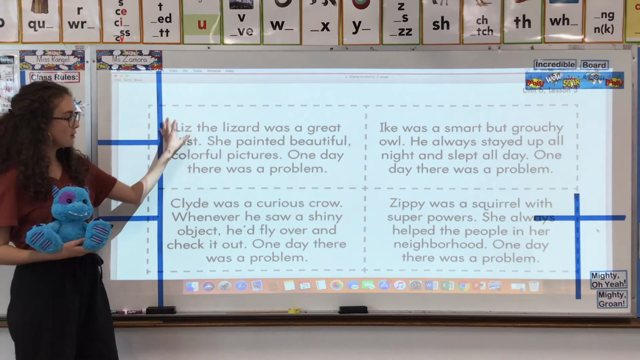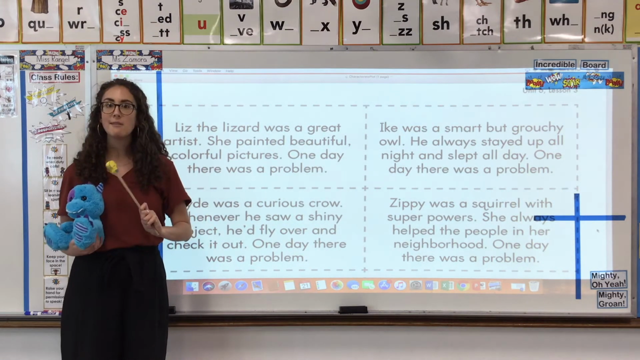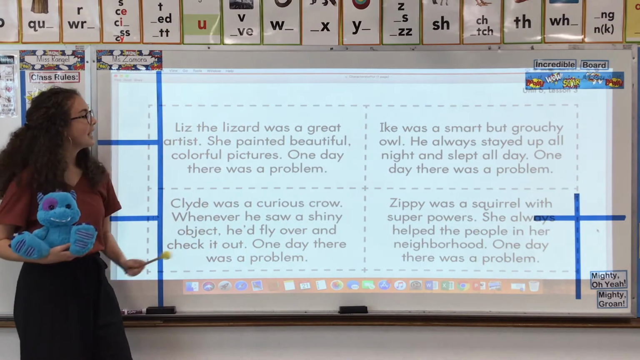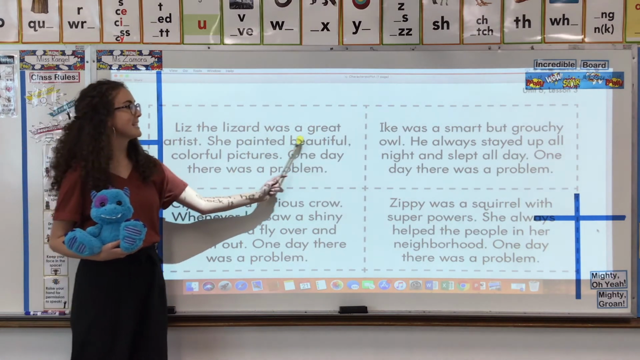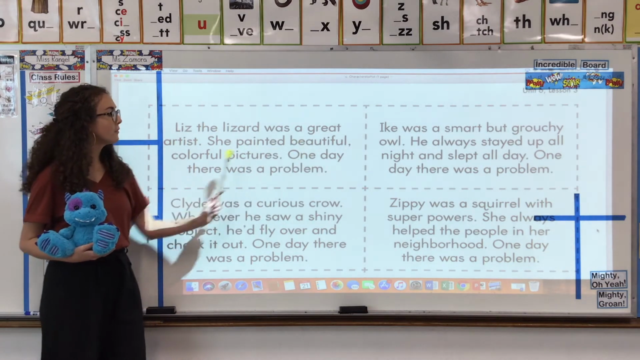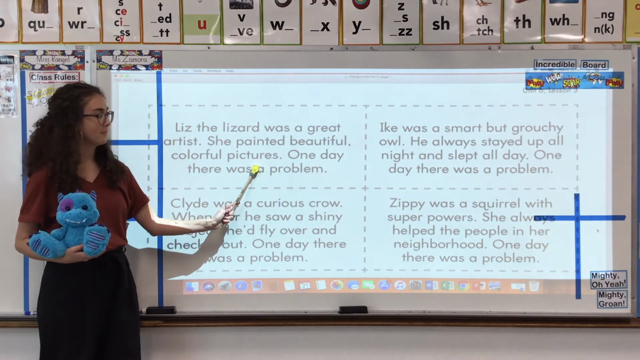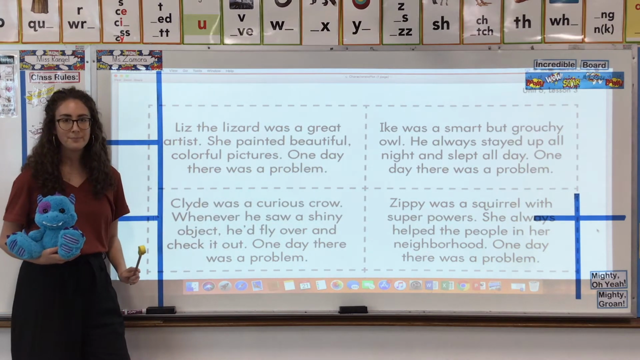So first up, can you look at this square right here, this first one? I'm going to read it to us, and I want you to follow along. It says, Liz the lizard was a great artist. She painted beautiful, colorful pictures. One day, there was a problem.